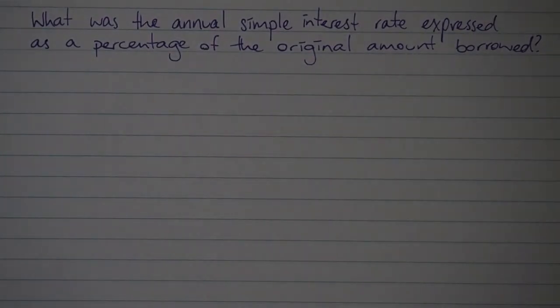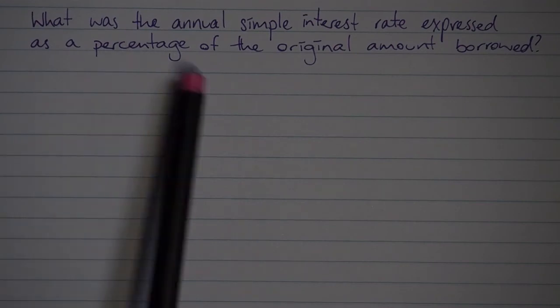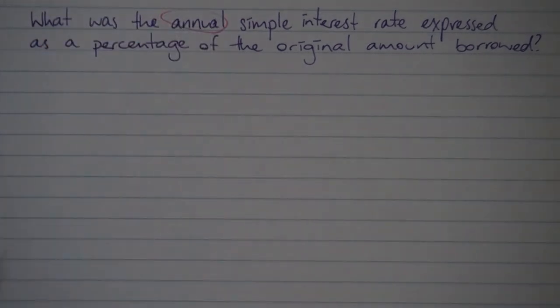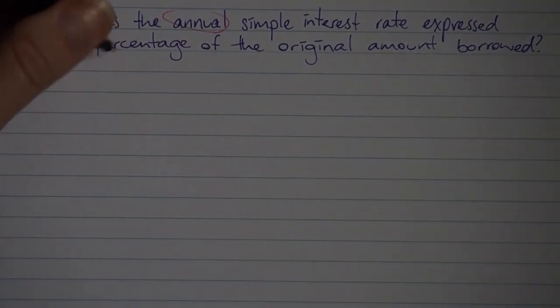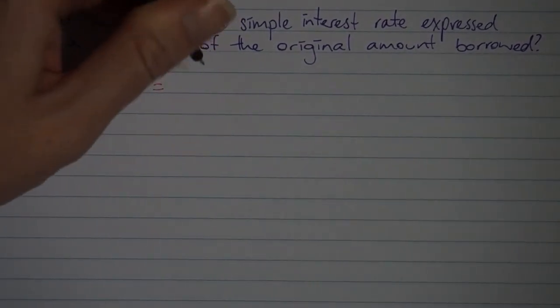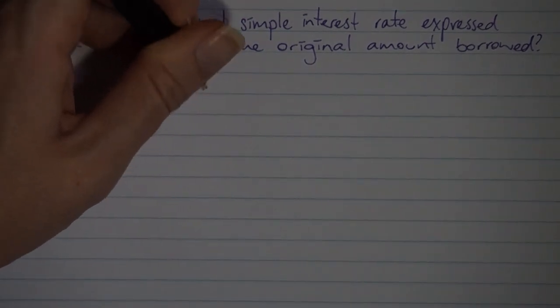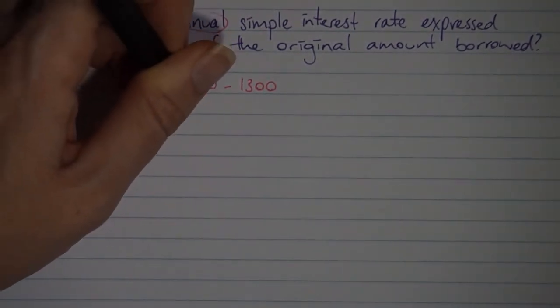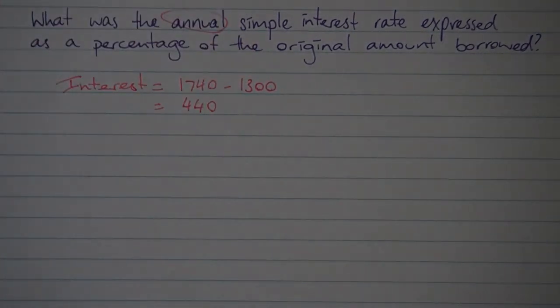So now that we have the total amount that was paid for the fridge, we're being asked, what was the annual simple interest rate expressed as a percentage of the original amount borrowed? Okay, now this question is seemingly really simple, but I think the trick in here is the annual simple interest rate. Okay, so the interest that was paid overall is going to be the difference in the total amount paid, which was $1,740, and the cost of the fridge, which is $1,300. Okay, so that is $440 in interest was paid.